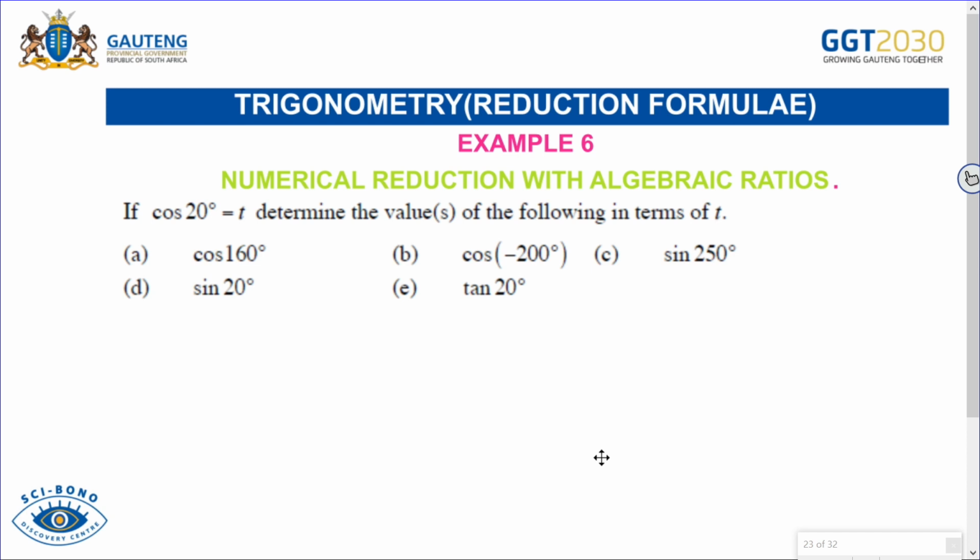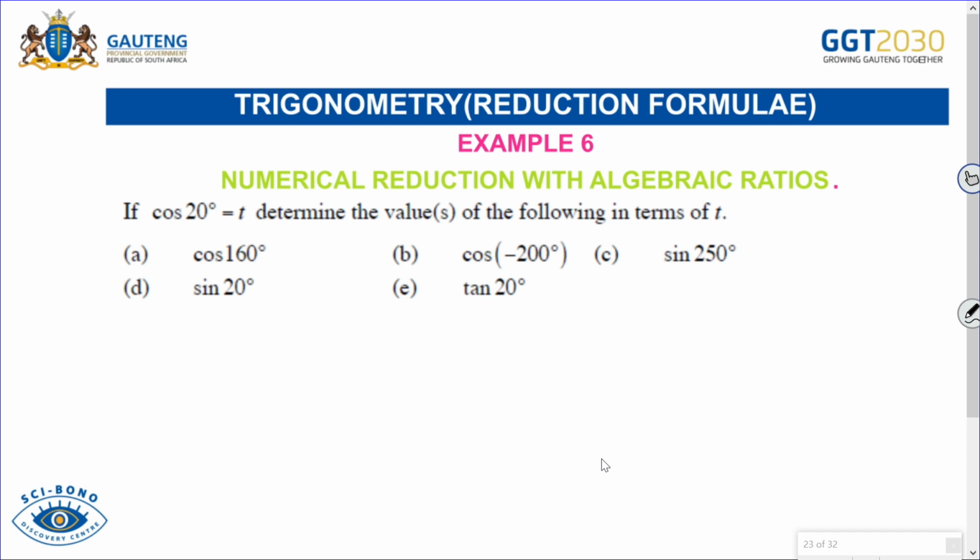Let's look at the example of cos 20 degrees equals t. They say determine the values of the following in terms of t. All right. So you are given a) cos of 160 degrees, b) cos of negative 200 degrees, c) sine of 250 degrees, d) sine of 20 degrees, and e) tan of 20 degrees. So let's start with cos of 160 degrees.